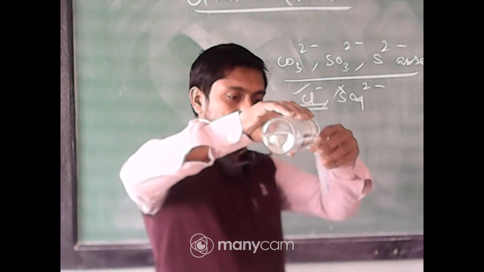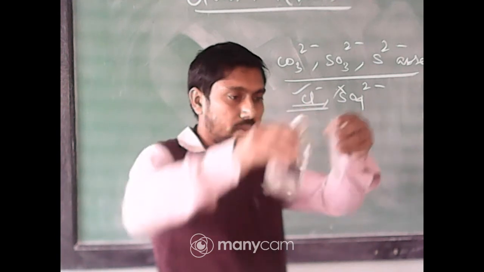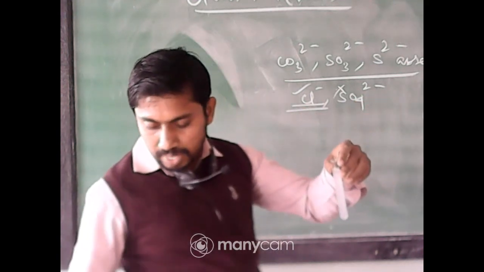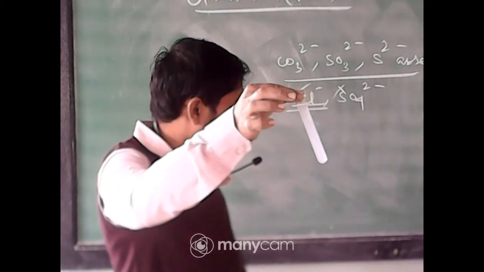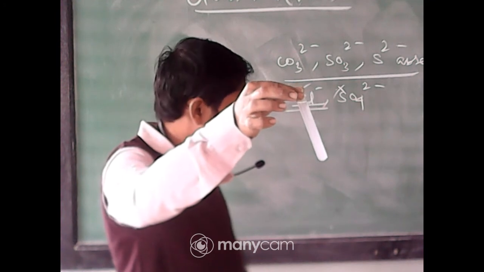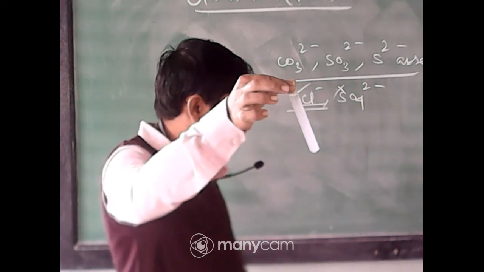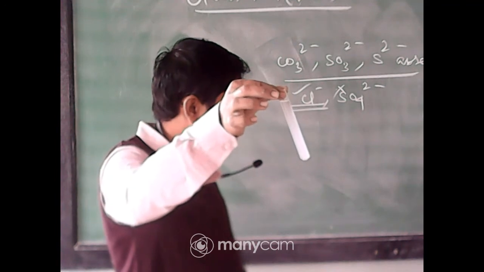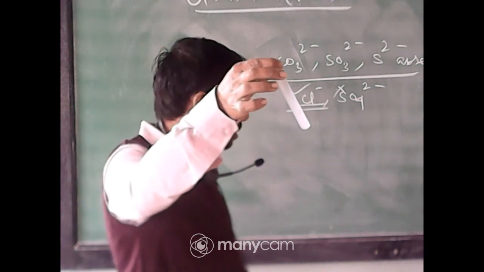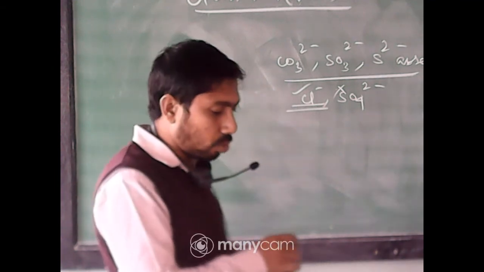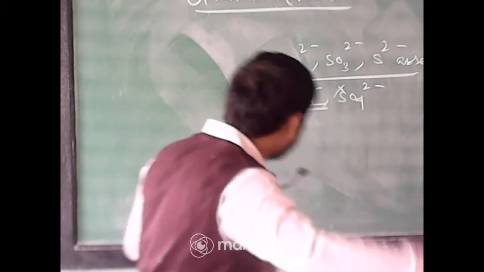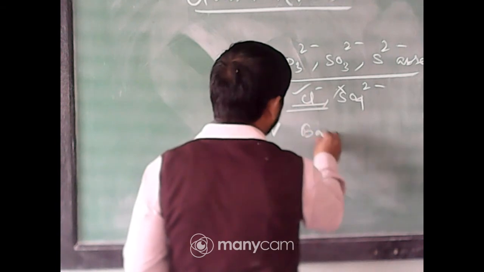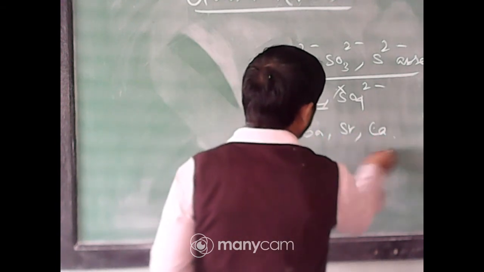Already a precipitate has come here, a very light precipitate, as the solution is very dilute. You can see that a very light color, light white precipitate comes. So this indicates the presence of group 5. What are the group ions for group 5? Group 5: barium, strontium, calcium.